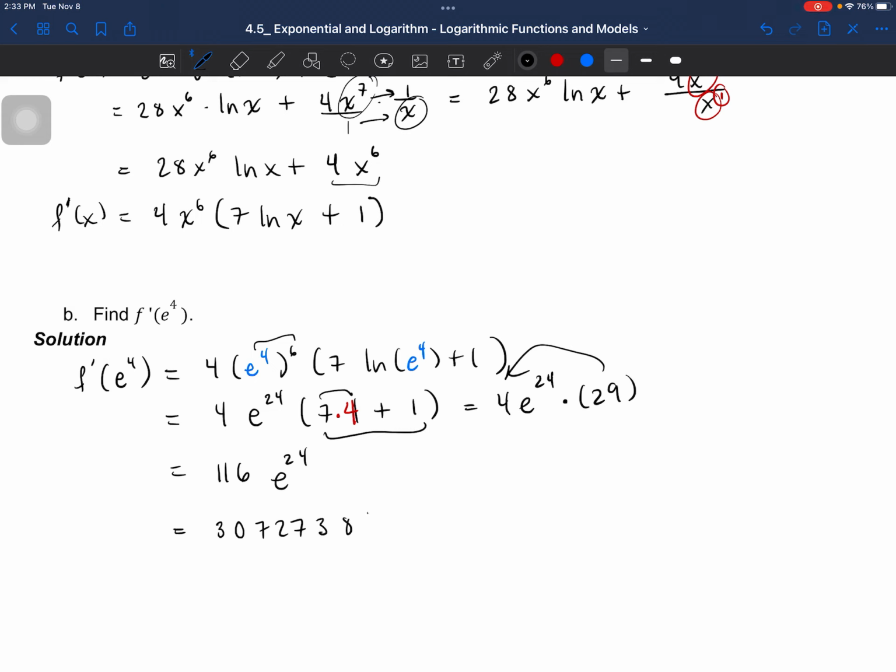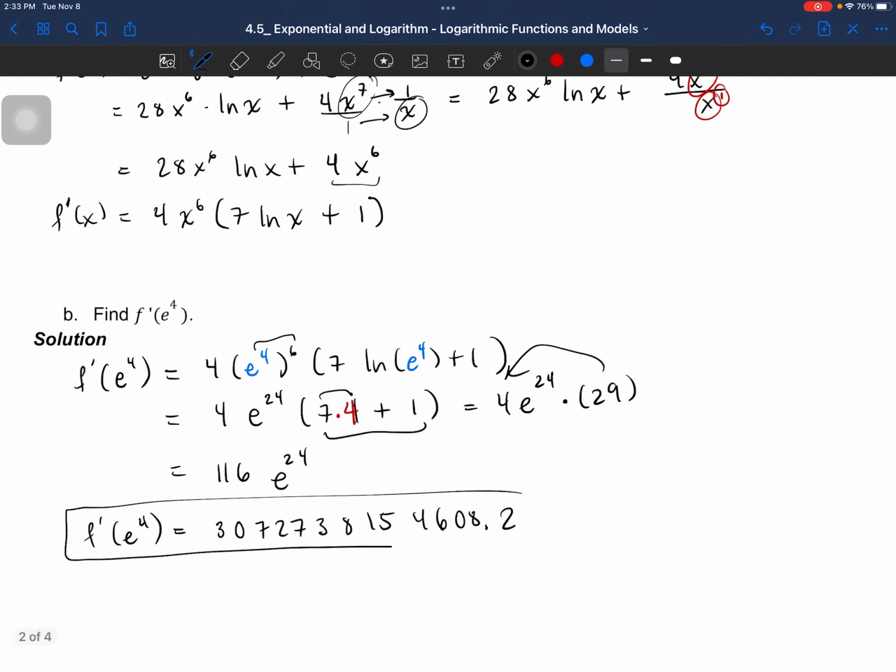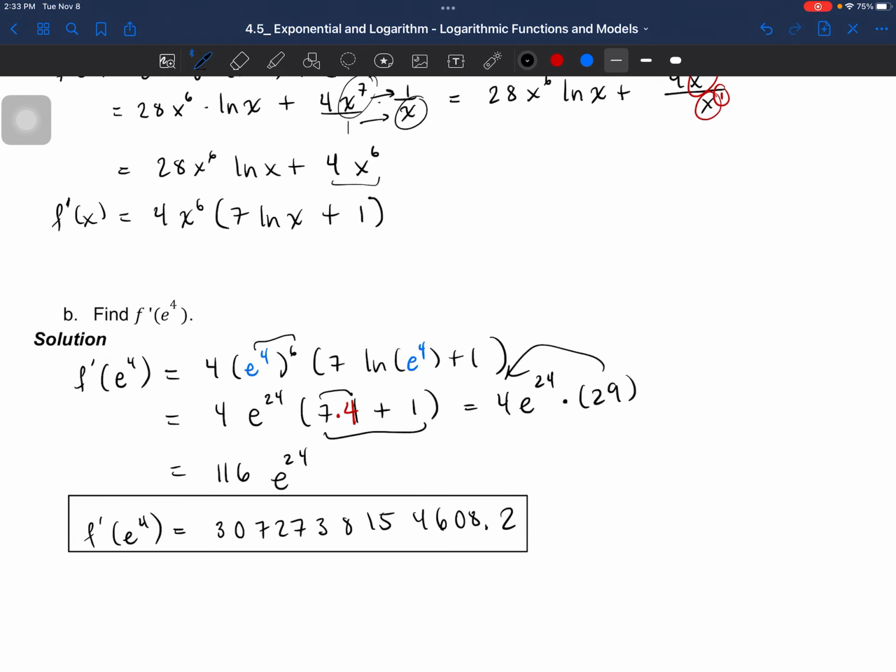Now the problem as asked in the homework, I believe, is asking you to write this in decimal form. By putting this in the calculator, it should give us something of this form.